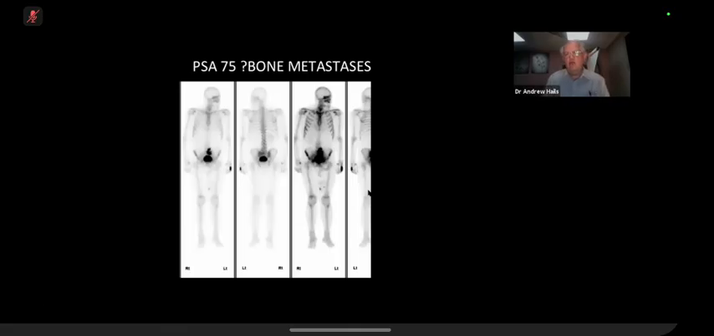Right, so the same doctor. Obviously it must be a man, mustn't it? It says PSA 75, query bone metastases. Any comments to make?